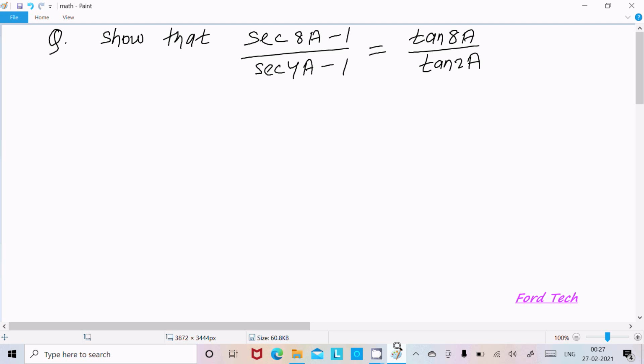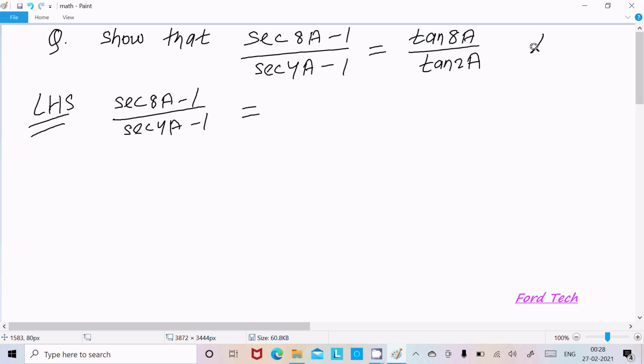Hello friend, in this video lecture I am going to prove that (sec 8A minus 1) divided by (sec 4A minus 1) equals tan 8A divided by tan 2A. So here I am going to take the LHS, left hand side. So here writing (sec 8A minus 1) divided by (sec 4A minus 1).